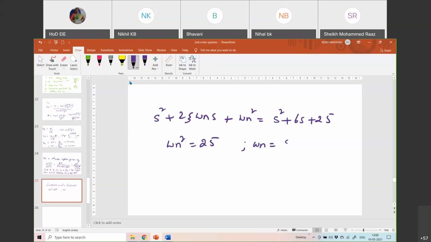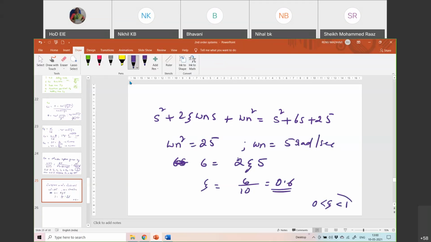ωn is 5 radians per second, correct? And 6s means 6 is equal to 2 into ζ into ωn, correct? ωn value we know. So what is ζ? ζ is 6 by 10, which is equal to 0.6. Here ζ is between 0 and 1. That means it is an underdamped system. That has to be remembered. Okay.